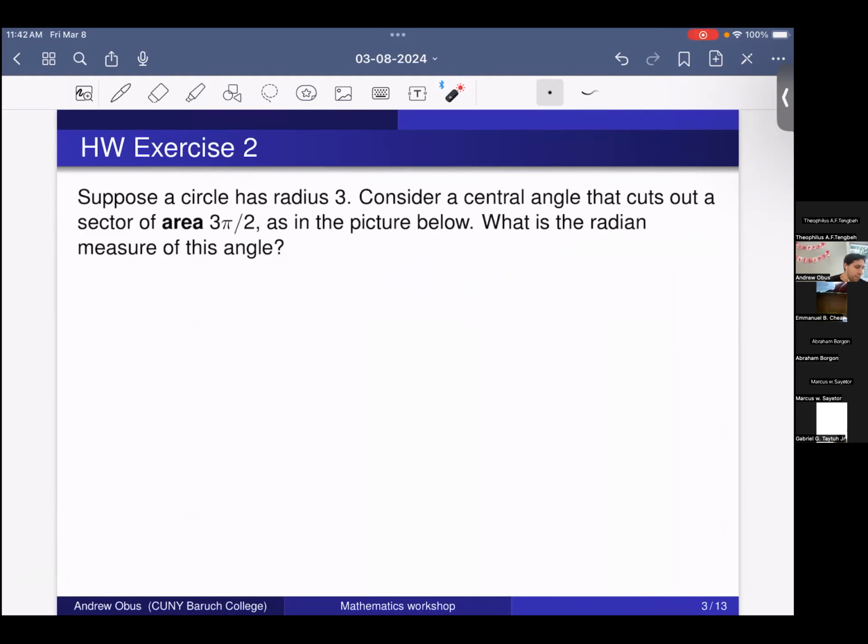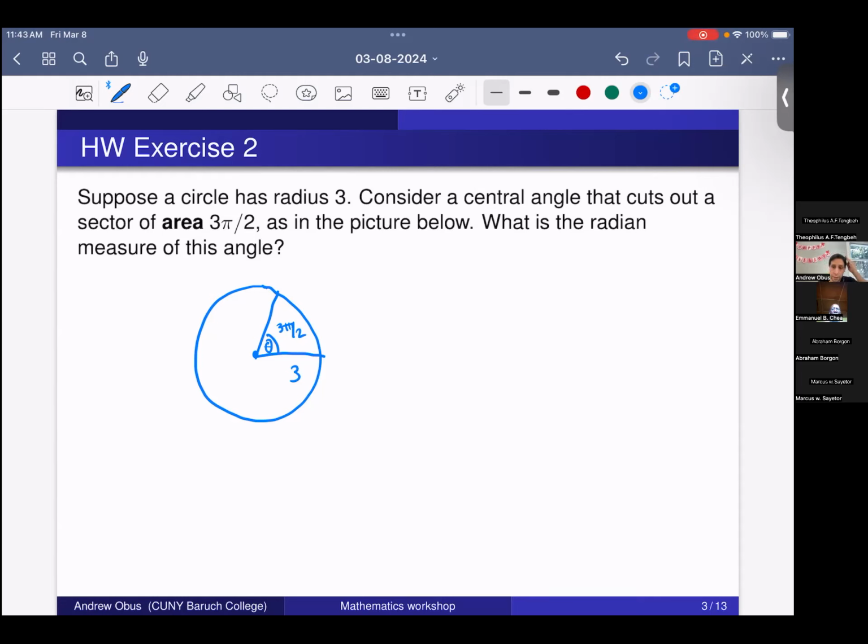So this is a bit more complicated. A circle has radius 3. And we're going to consider a central angle that cuts out a sector of area 3 pi over 2. So this is radius 3, and the area here is 3 pi over 2, as in the picture below. And so the question is, if this is our angle theta, what is the radian measure of theta?